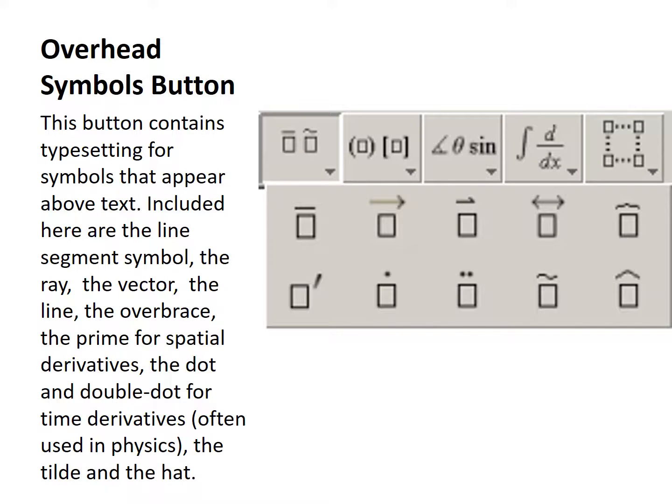The overhead symbols button. This button contains typesetting for symbols that appear above text. Included here are the line segment symbol, the ray, the vector, the line, the overbrace, the prime for spatial derivatives, the dot and double dot for time derivatives. These are often used in physics. The tilde and the hat.